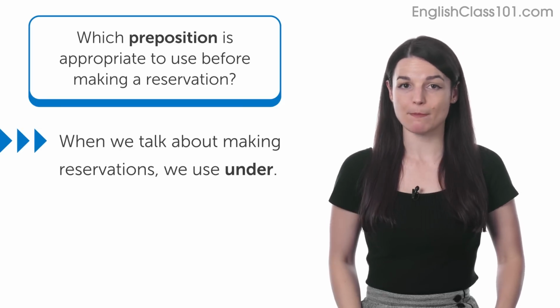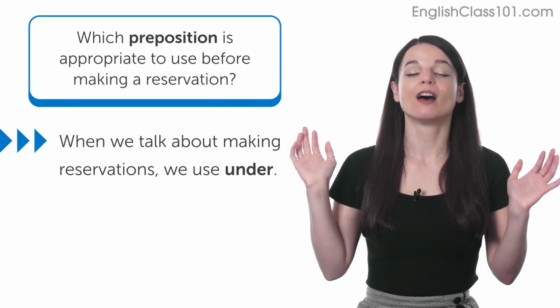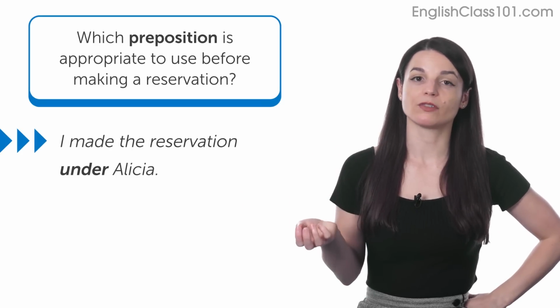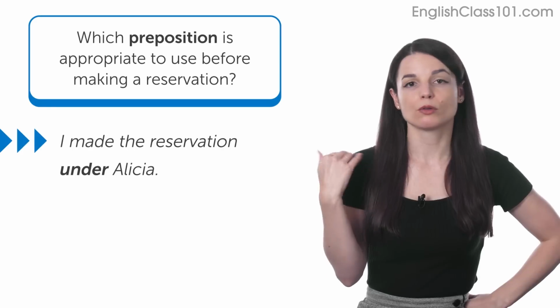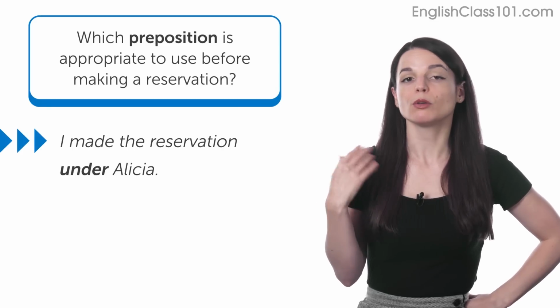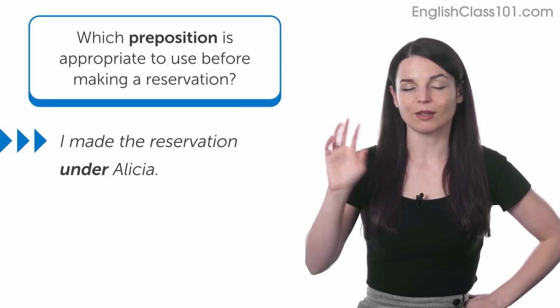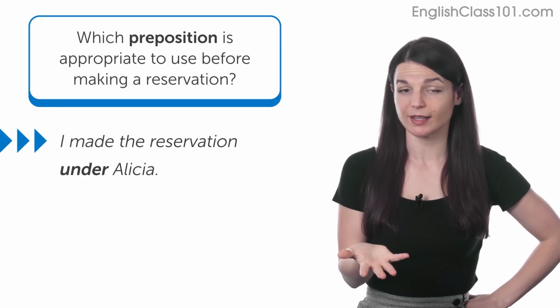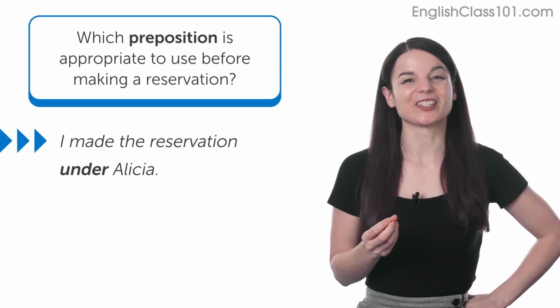When we talk about making the reservation, however, we use under. So I would say I made a reservation under my name, or I made the reservation under Alicia. We don't use with, we don't use by, we don't use for. I'll come back to for in a second because we use for in a different way. But let's talk about the other options that you presented. With, in particular, I want to talk about.